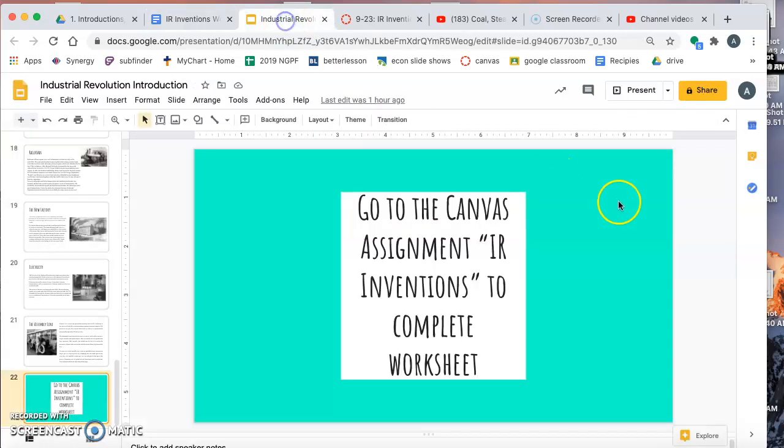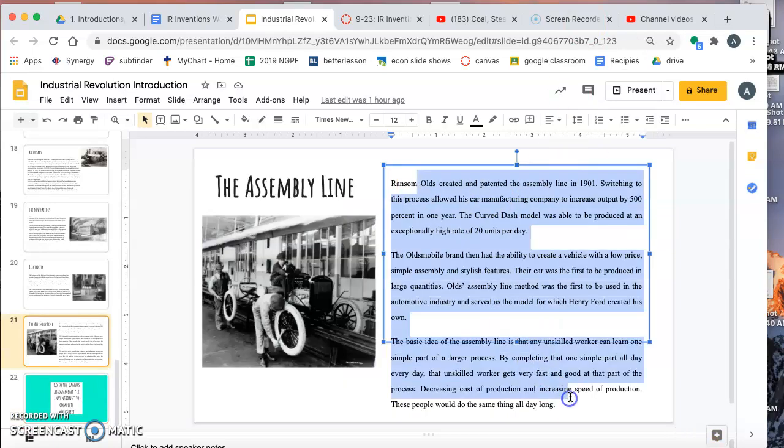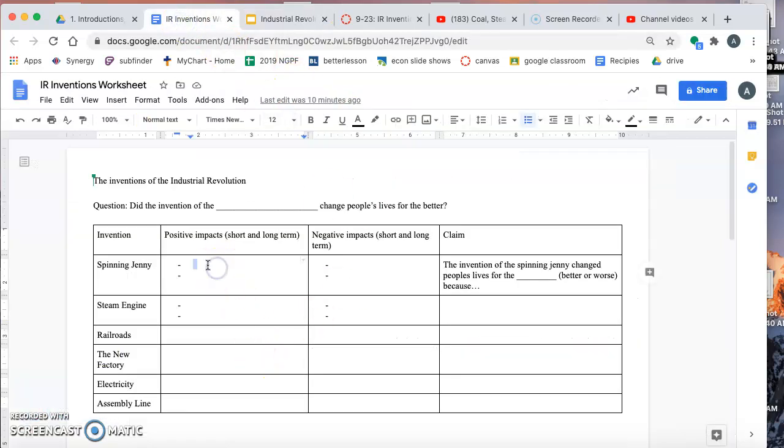So you're going to go through, let's look at the assembly line just as an example, and you're going to read this, okay? As you're reading, you are trying to come up with 2 positive impacts of the assembly line and 2 negative impacts of the assembly line. And you'll write those here. Although if we're doing the assembly line, we'll be down here.